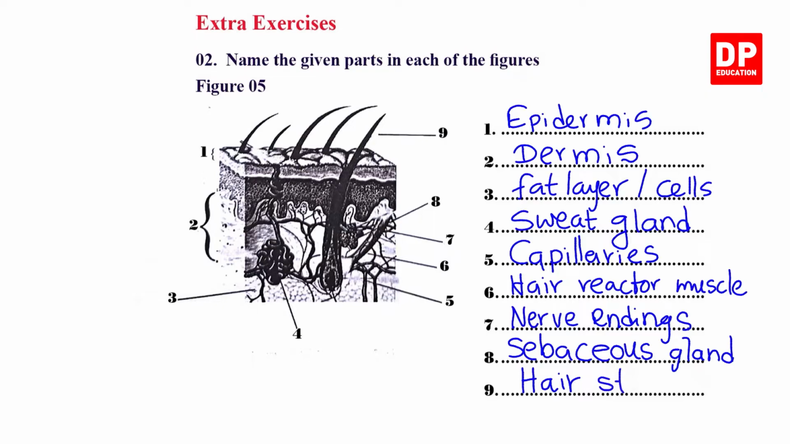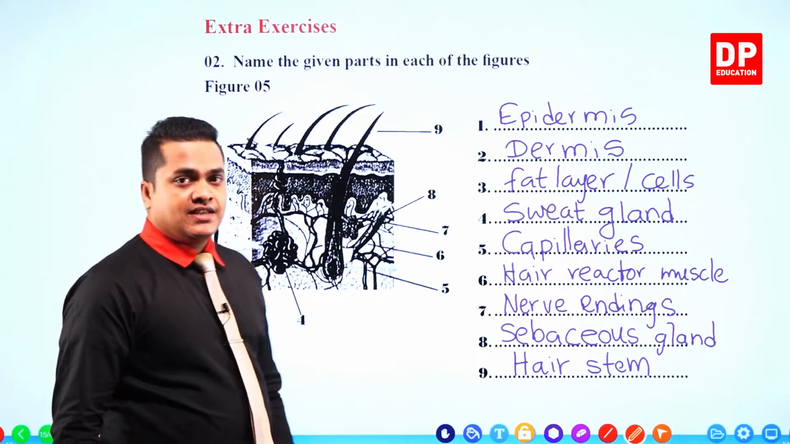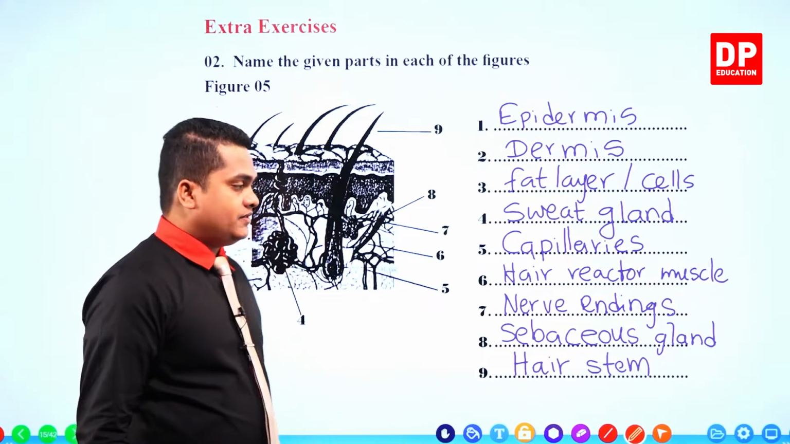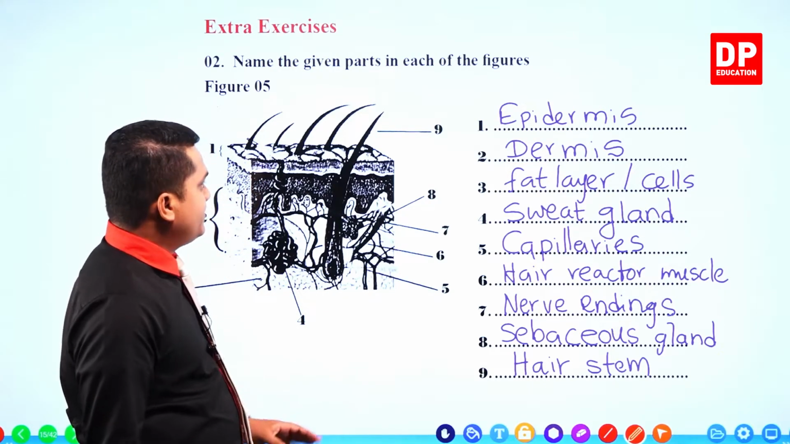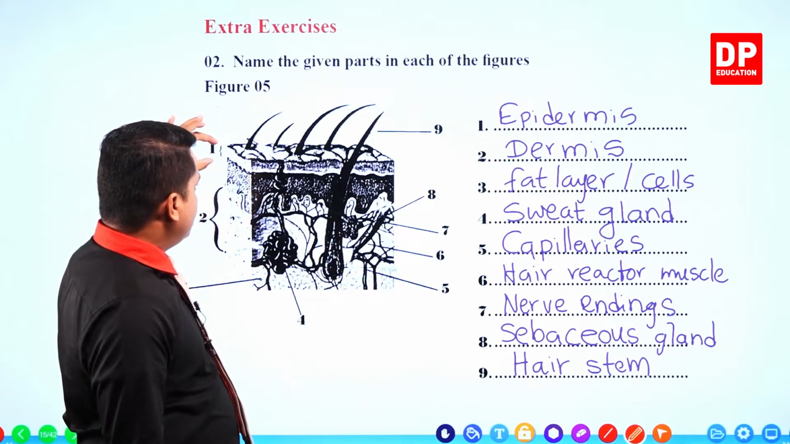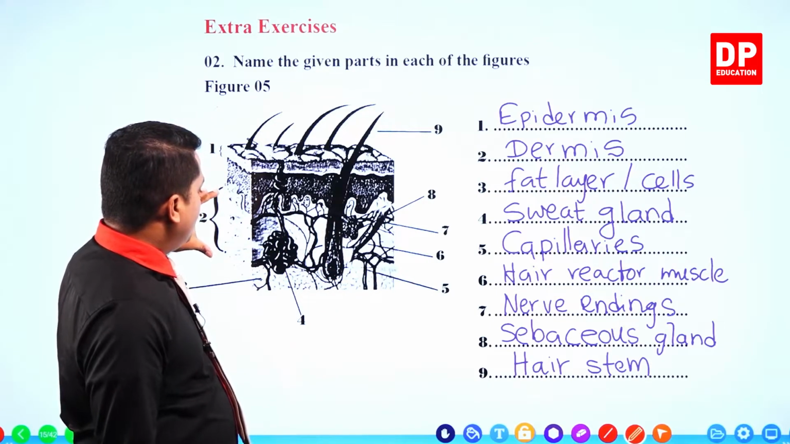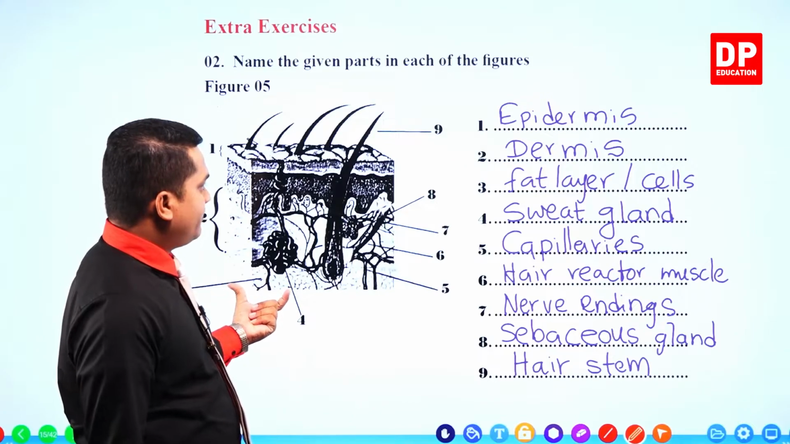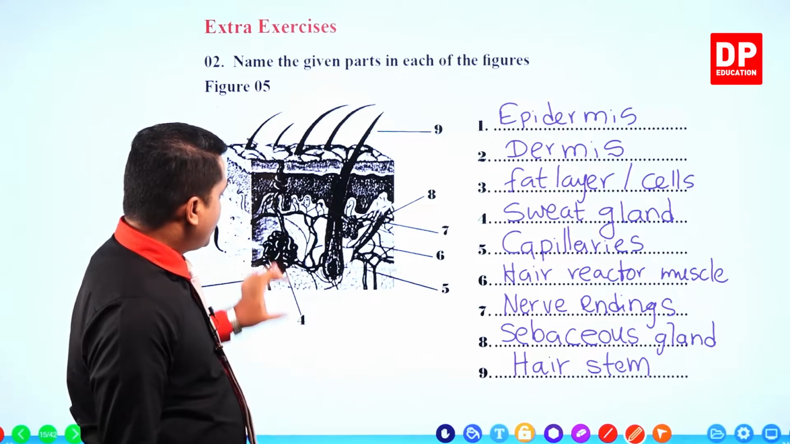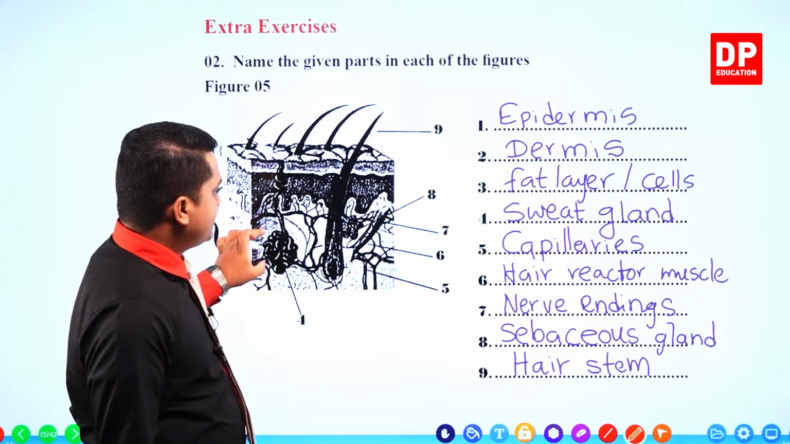Hair stem. Right. So these are the parts contained in the figure related to the skin. Number 1, you can observe the epidermis. Number 2, the dermis, the fat layer or the fat cells. Number 4, you can observe the sweat glands, right?